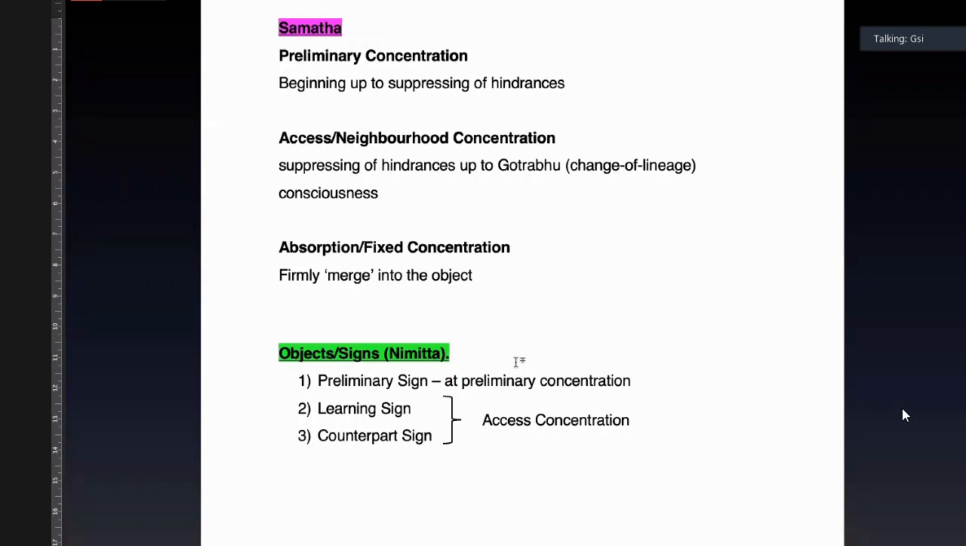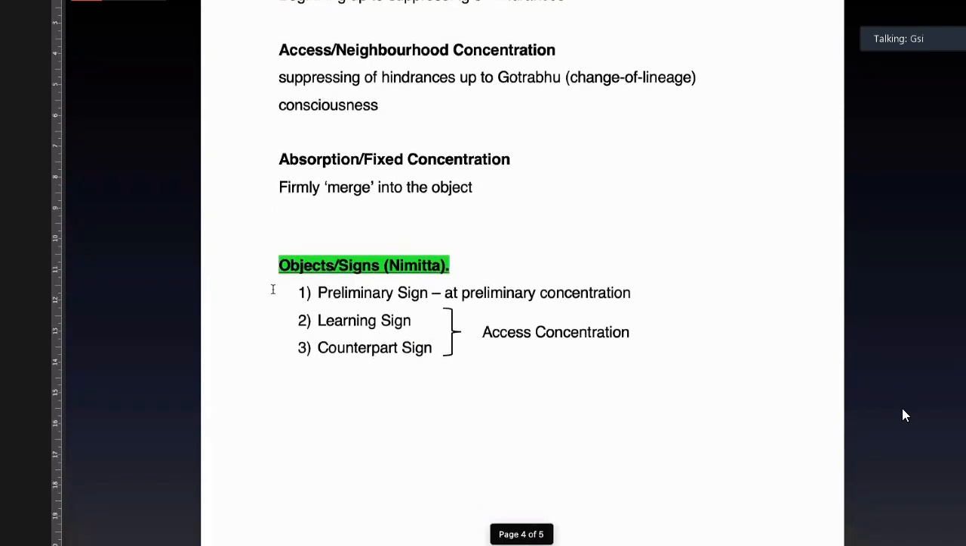But when it comes to the different types of meditation, of vipassana and samatha meditation, most of the time they have the preliminary concentration and the access concentration, these two. Absorption concentration may not be for every form of samatha meditation. The object, or the nimitta, is also the same. All meditation has the preliminary sign and the learning sign, I guess. But the counterpart sign is also optional.